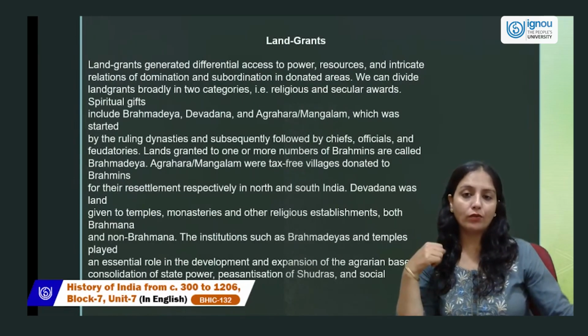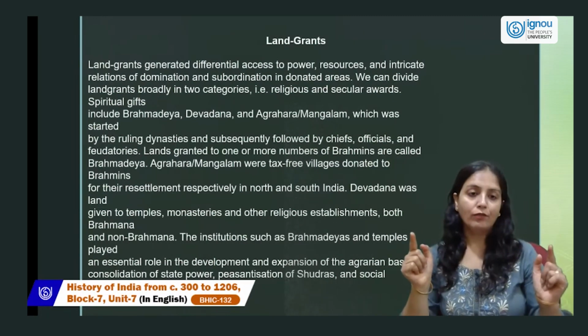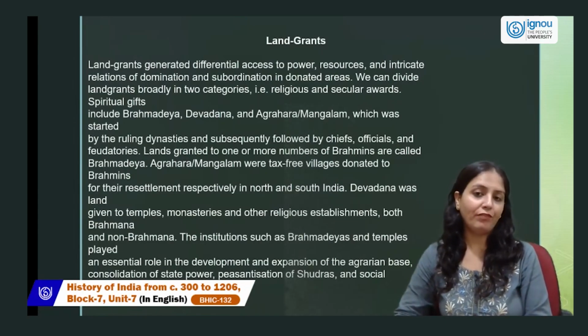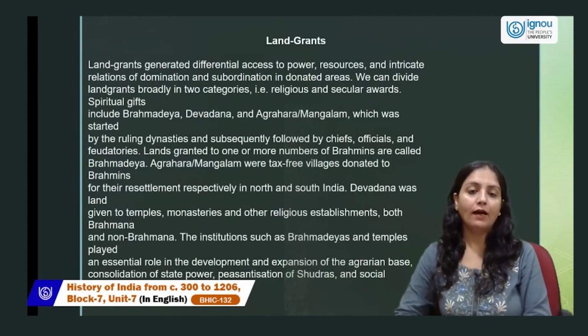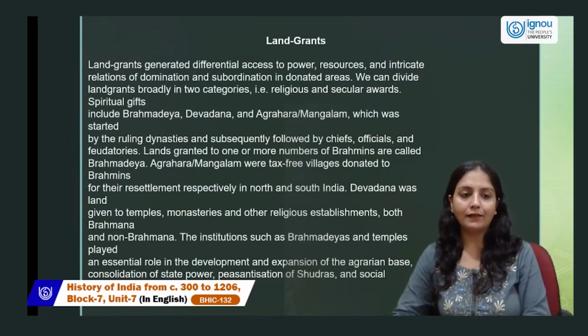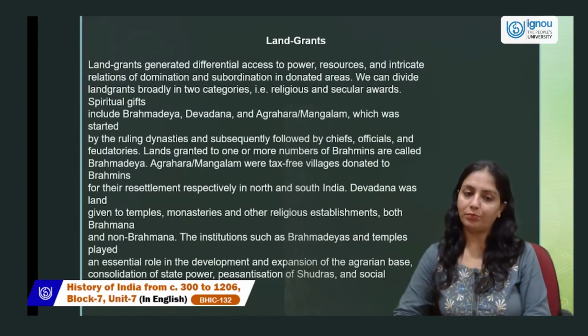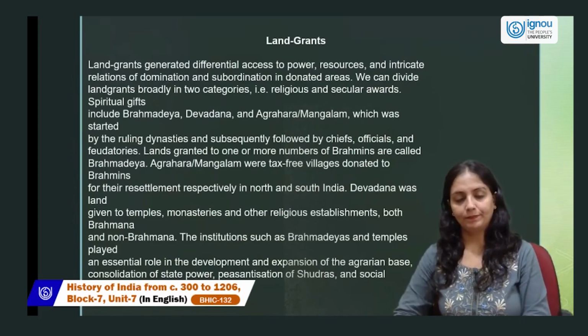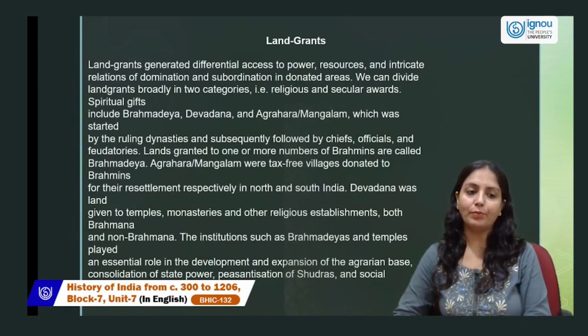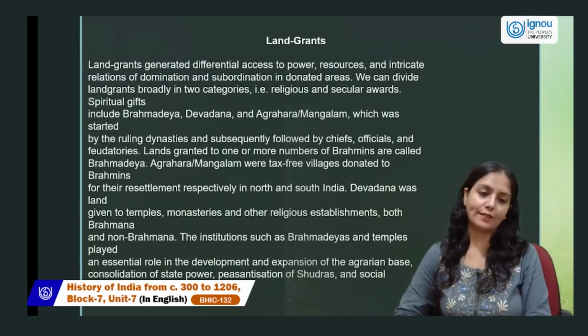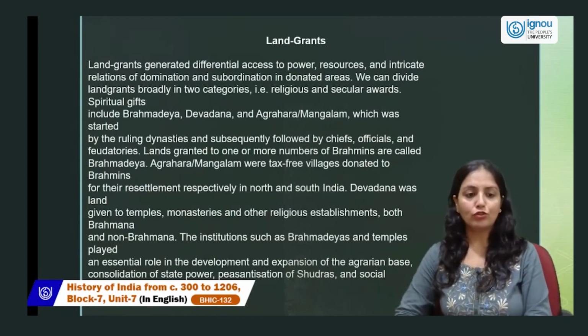Land grants to one or more Brahmins are called Brahmadeya. The land given to the Brahmins was known as Brahmadeya. Agrahara and Mangalam were tax-free villages donated to Brahmins for their resettlement, respectively in North and South India. Devadana was land given to temples. Devadana means given to Devas. Devadana was land given to temples, monasteries, and other religious establishments, both Brahmin and non-Brahmin. Institutions such as Brahmadeyas and temples played an essential role in the development and expansion of the agrarian base, consolidation of state power, peasantization of Shudras, and social differentiation.